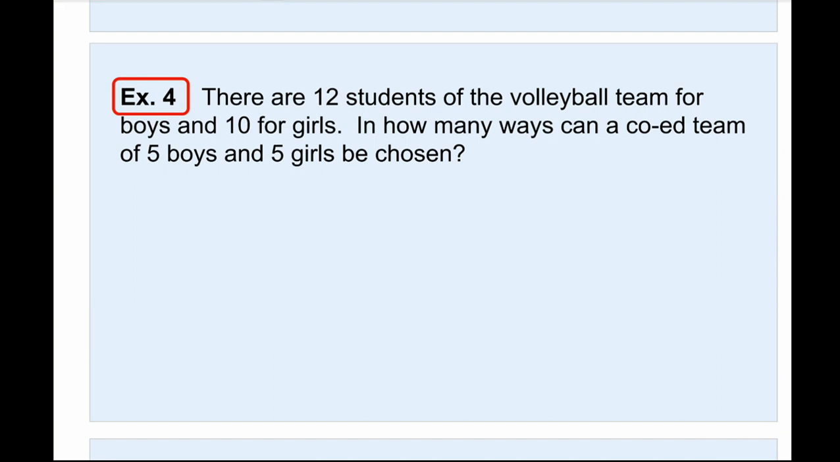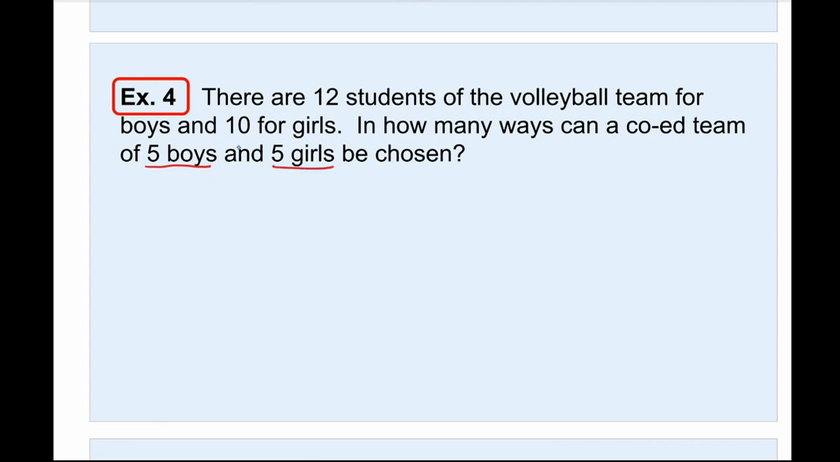Example 4. There are 12 students on the volleyball team for boys and 10 for girls. In how many ways can a co-ed team of 5 boys and 5 girls be chosen? So there's a couple things to think about in this question. One, we're dealing with 5 boys and 5 girls.